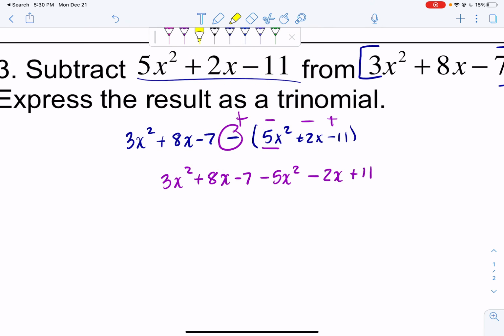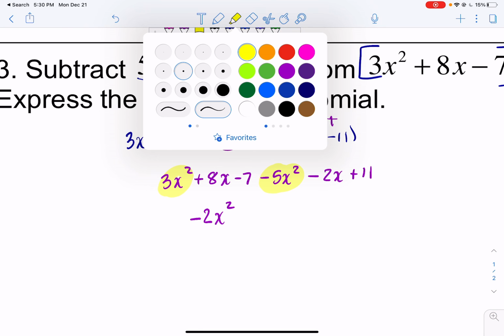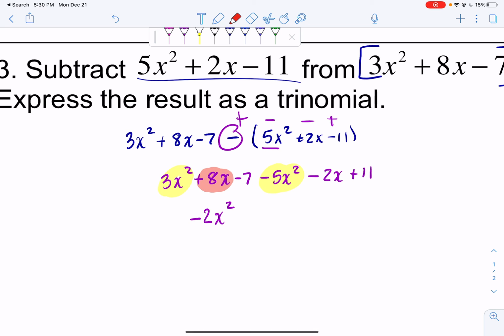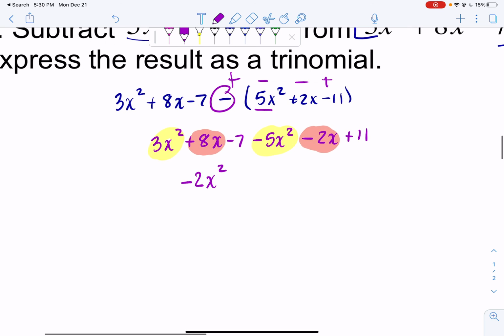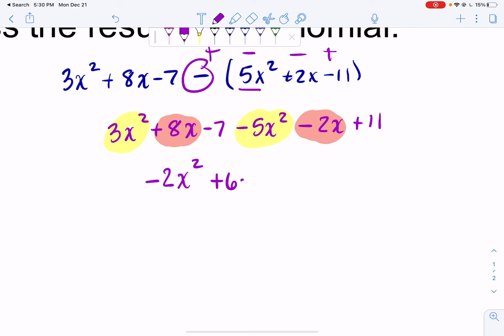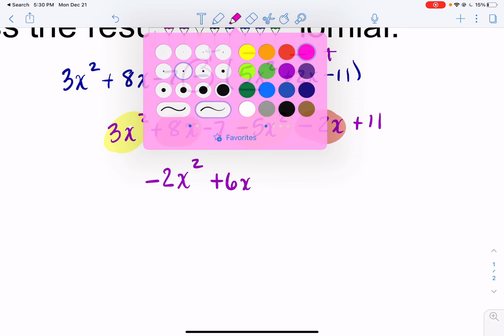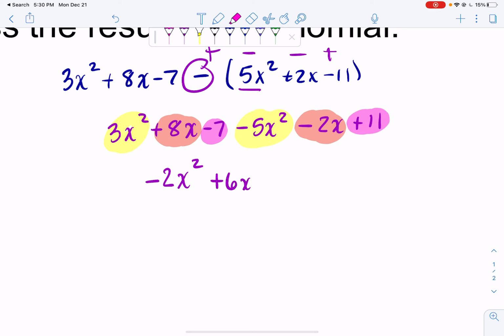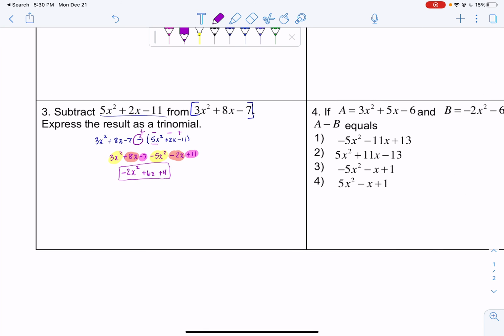So what can I combine with my 3x squared? I can combine with my minus 5x squared. 3x squared minus 5x squared is a negative 2x squared. I like how this problem's going to work out. You'll see why. I have my positive 8x that I can combine with my minus 2x. So positive 8 and a minus 2 is going to give me a positive 6. And then last but not least, minus 7 and positive 11. Ooh, it's like going to 7-Eleven. Negative 7 plus 11 is a positive 4. And the reason why I like this is because guess what? It's already in standard form. Great question.